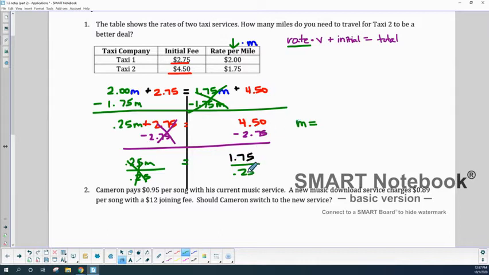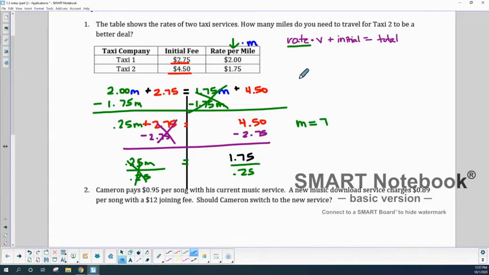And 1.75 divided by 0.25, notice that I'm dividing by a decimal that's really small. It's less than 1. That's going to make our answer actually get bigger. So 1.75 divided by 0.25 actually turns out to be 7. So we get M equals 7.